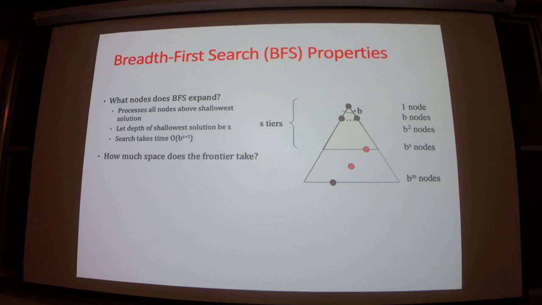How much space does the frontier take, though? Yeah, roughly, it's the last tier's children, right? And so that's b to the s plus 1. That's much worse than depth first search was, right? Is this complete? Yes. Assuming that you don't have an infinite branching factor, which is much rarer than an infinitely deep tree. But if you're working in continuous spaces, you might run into that. You have to be careful, but yes. s must be finite if a solution exists, so it'll see it, right?